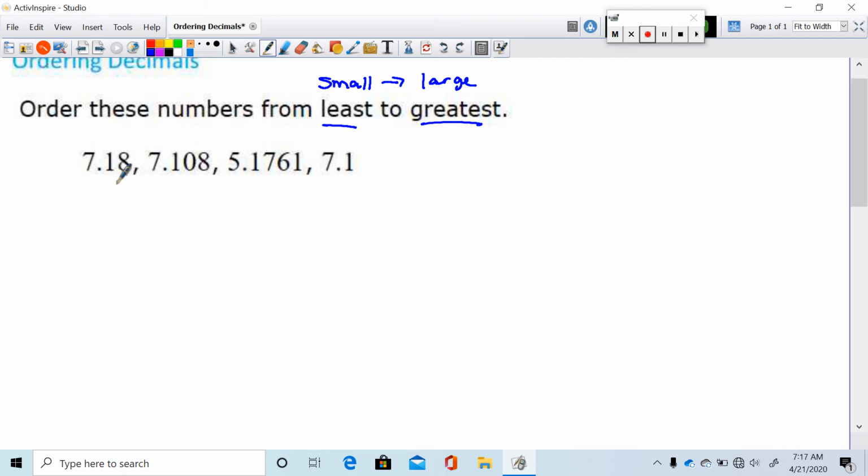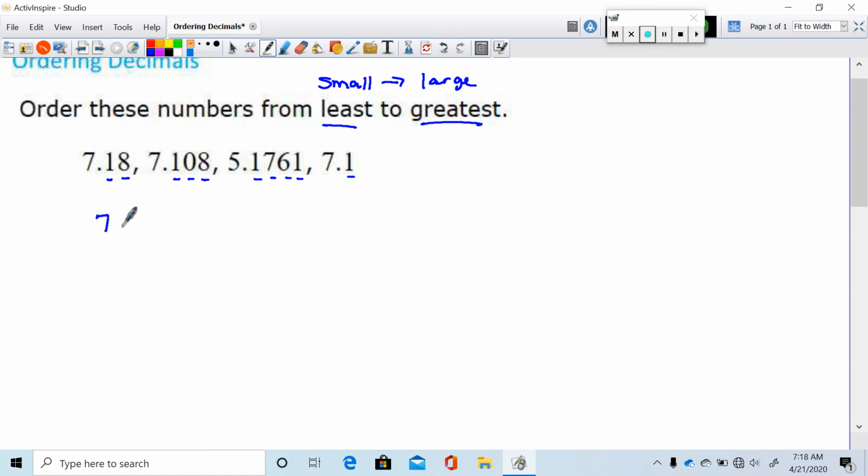So I notice this has two numbers after the decimal. This one has 1, 2, 3. This one has 1, 2, 3, 4, and this one has 1. So the greatest number of numbers after the decimal is 4. So I want to make them all have 4 numbers after the decimal.